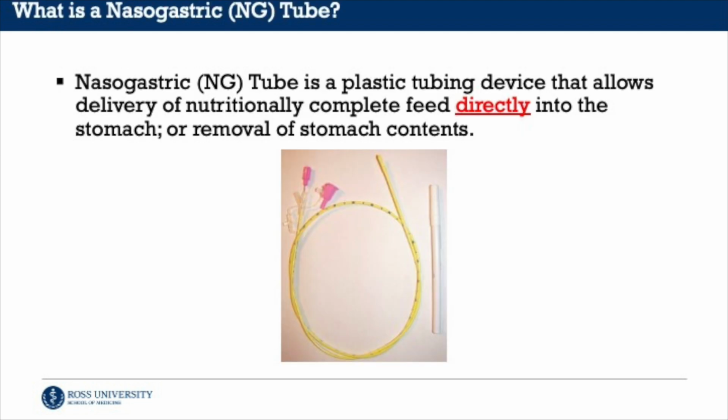So, what is the nasogastric or NG tube? Well, the nasogastric tube is a plastic tubing device that allows delivery of nutritionally complete feed directly into the stomach, or could be used for the removal of stomach contents as well. Note that there are other enteral, meaning directly to the gut, tubing methods. There's nasoduodenal, ND, and nasojejunal, NJ, both of which are to be used if feed directly into the stomach is for whatever reason contraindicated. However, these methods are more rare and often involve placement by a specialist.